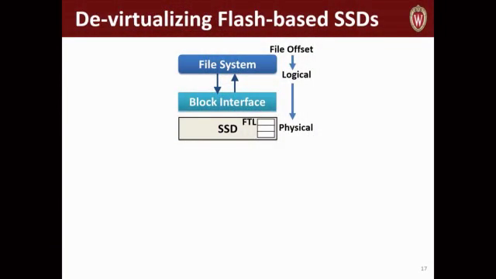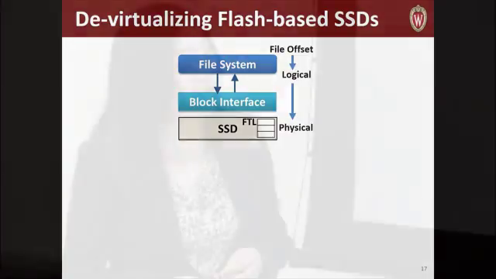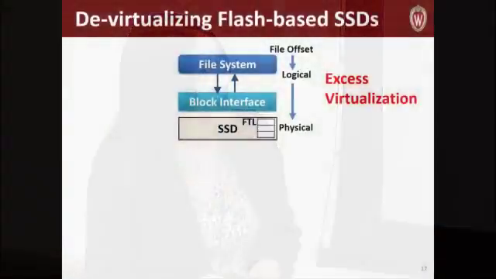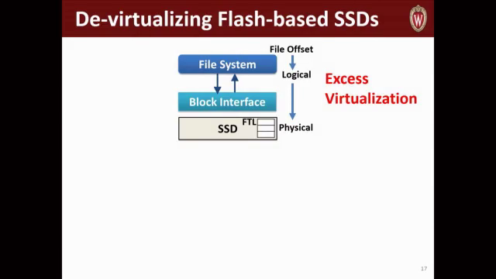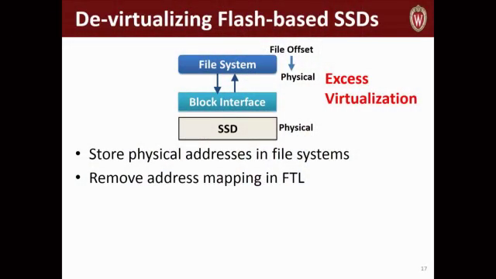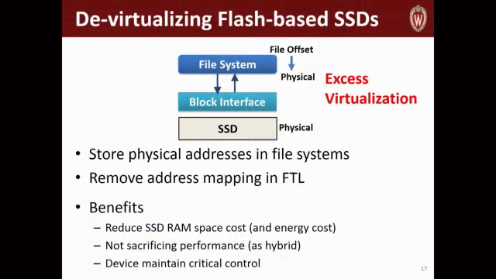So now imagine you have a file system on top of an SSD. You first map from file offset to logical address, and then from logical address to physical address. There's excess virtualization here. What we do is store physical addresses directly in the file system, and then remove the mapping in the FTL. Doing so will reduce both the memory space cost and the performance overhead. Also, one major thing that we want to make sure of is that the device still has critical control of its hardware, like garbage collection and wear leveling.